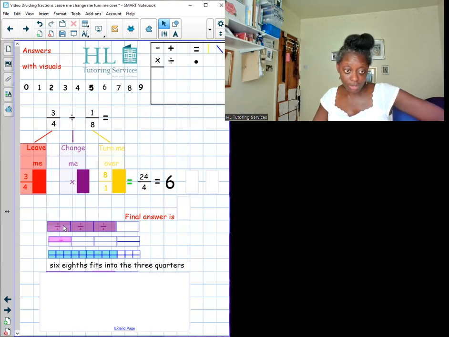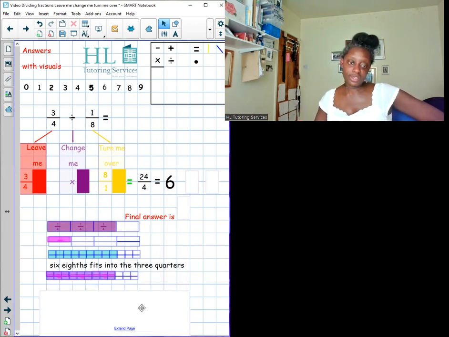See? 1, 2, 3, 4, 5, 6. So I'll put them in there. Or I can put them down here. 1, 2, 3, 4, 5, 6. So the 6/8, 6 of those 8ths fit into 3/4. And that's what it looks like.